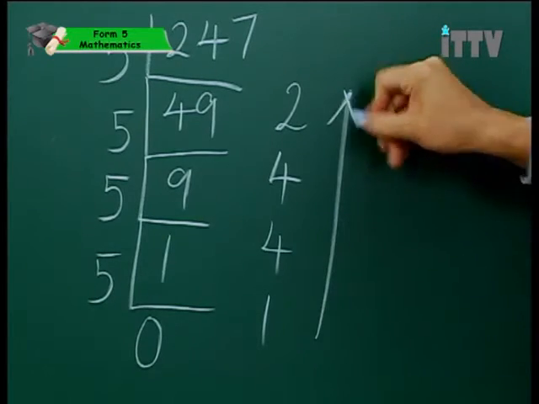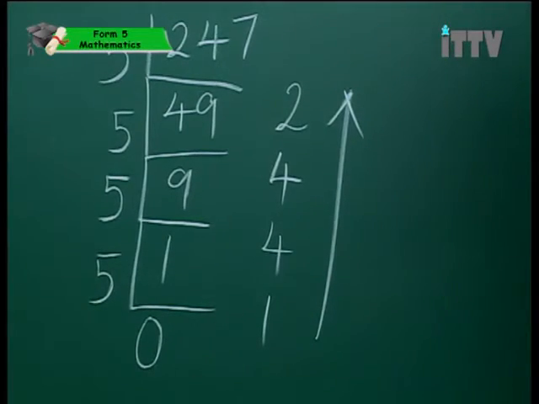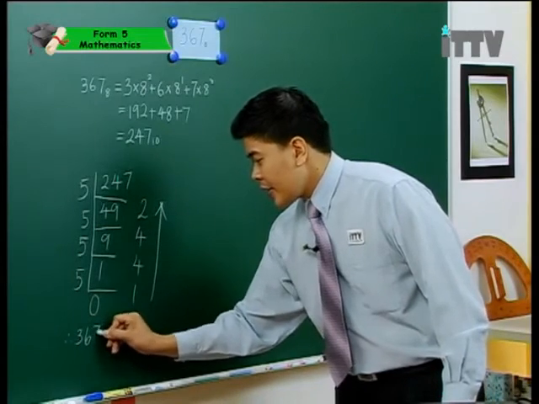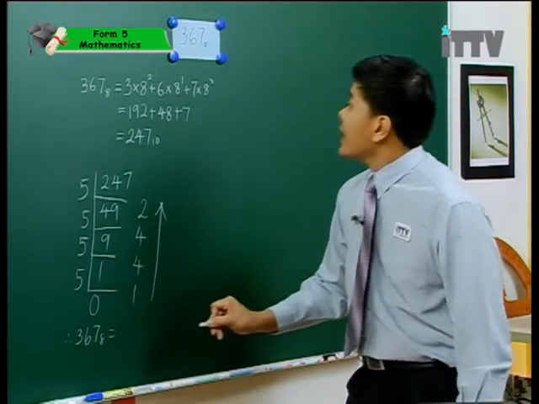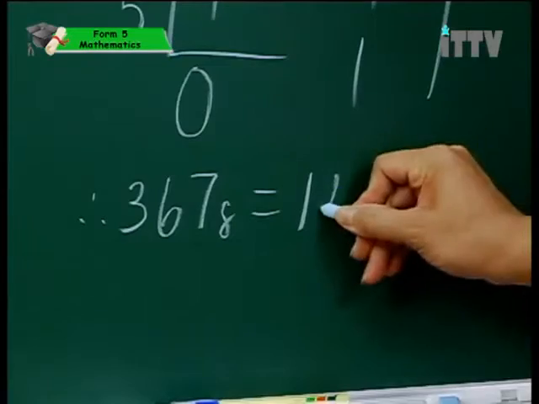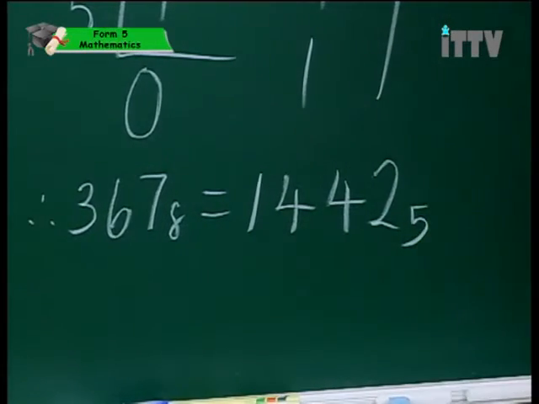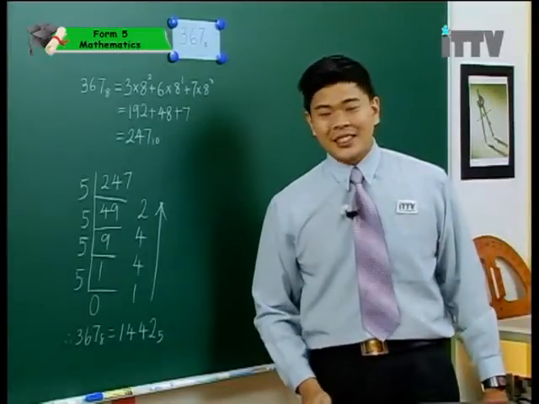Read it from bottom to the top. So 367 in base 8 is equal to 1442 in base 5. Conversion complete.